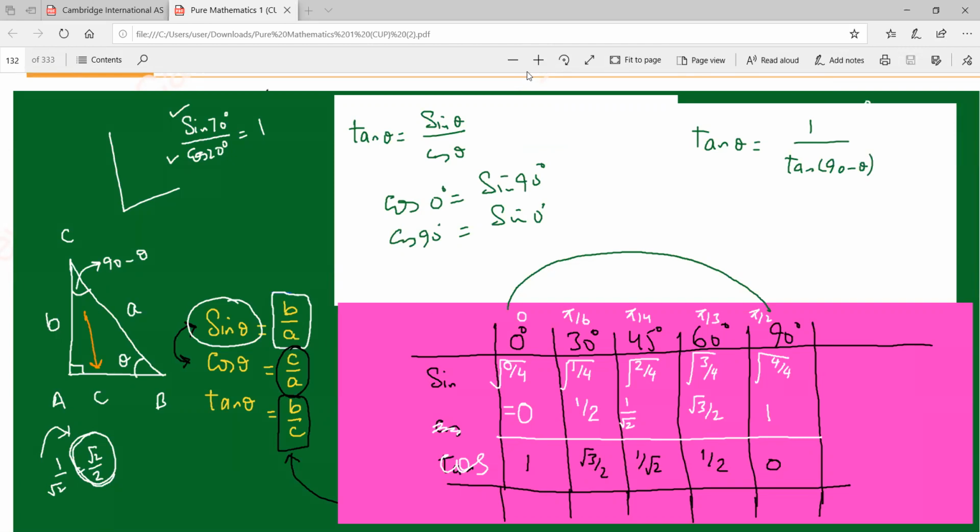Look at this, 30 and 60. What is the sum of 30 and 60? The sum of 30 and 60 is 90. So you see sine 30 is half and so is the cos 60. Do you see that thing proving to be correct over here?